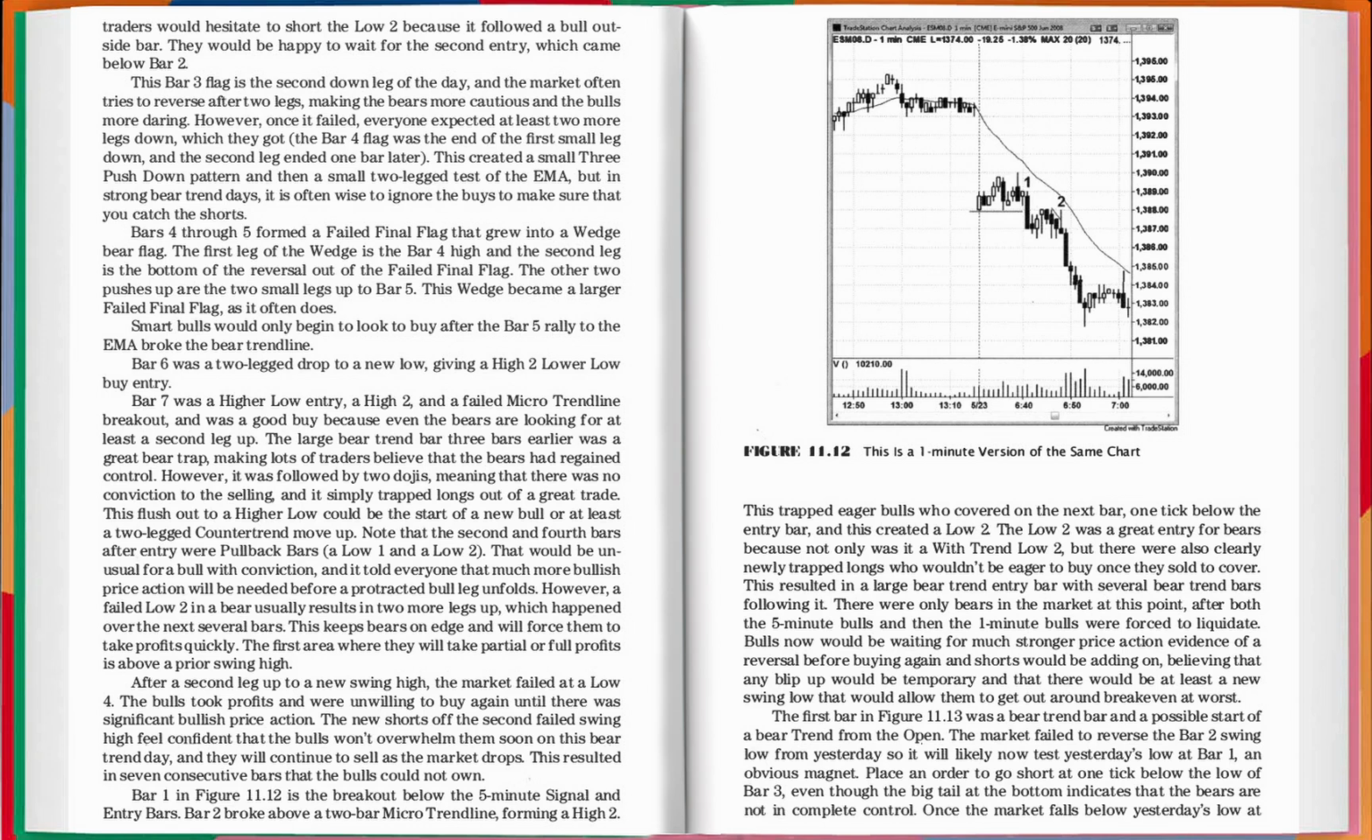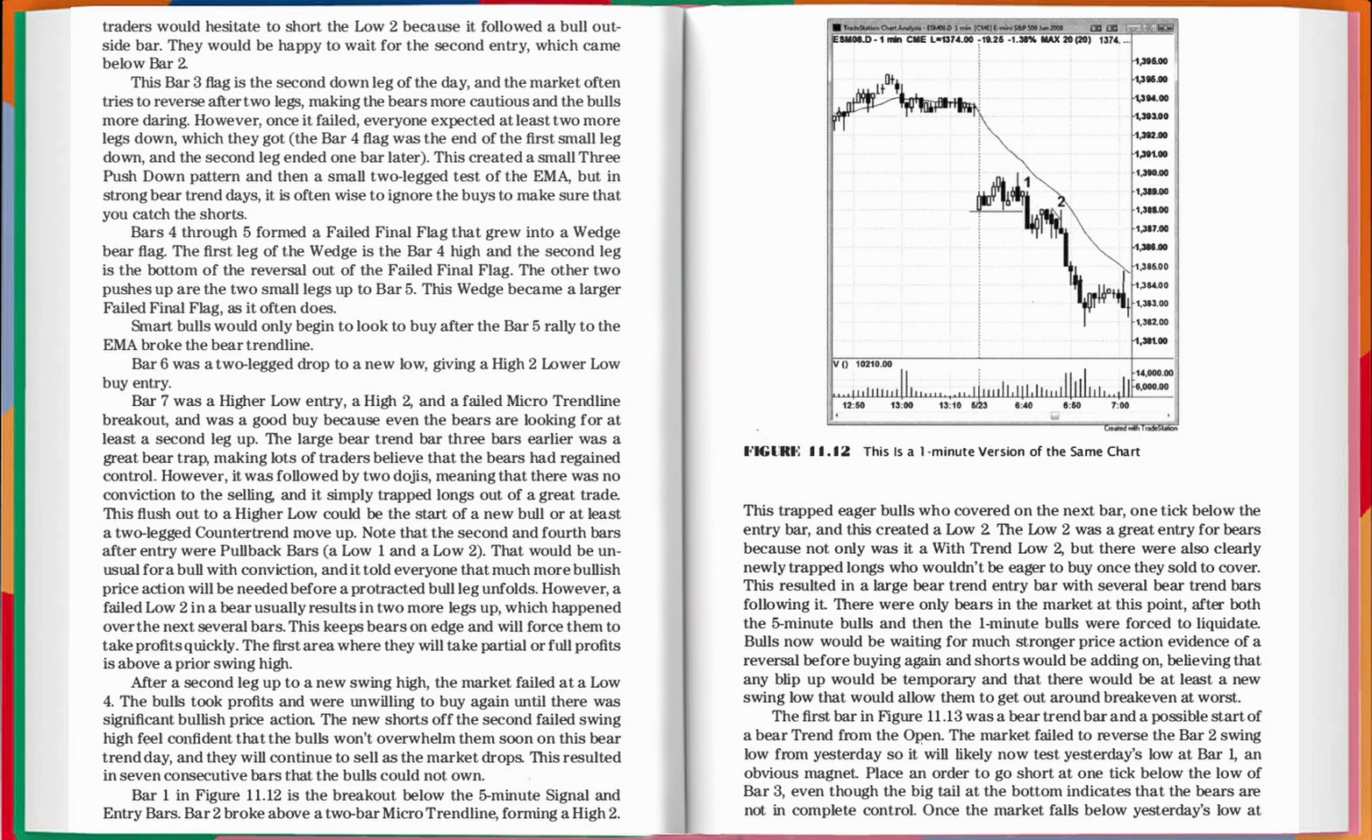But in strong bear trend days, it is often wise to ignore the buys to make sure that you catch the shorts. Bars 4 through 5 formed a failed final flag that grew into a wedge bear flag. The first leg of the wedge is the bar 4 high, and the second leg is the bottom of the reversal out of the failed final flag. The other 2 pushes up are the 2 small legs up to bar 5. This wedge became a larger failed final flag, as it often does.